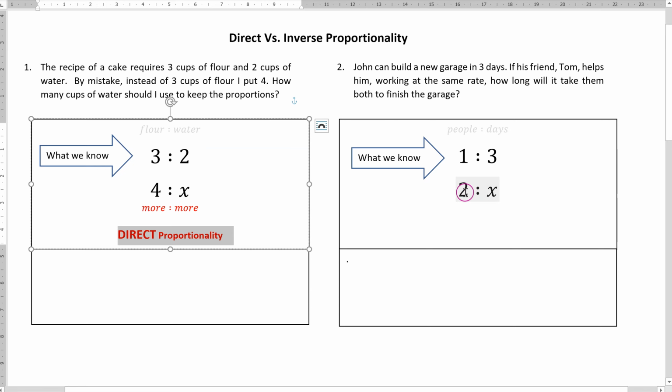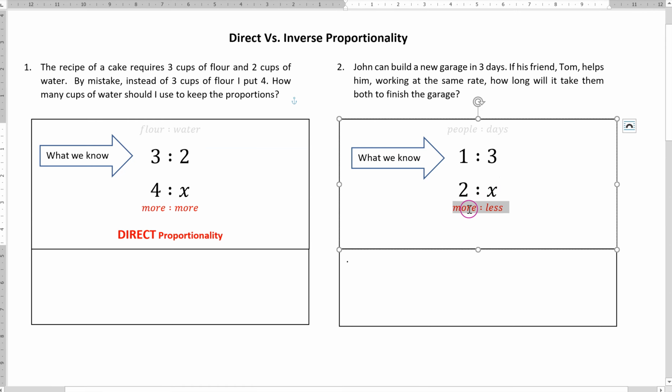And here, more people to do the same job will take more or less time. What did you say? If you said less time, you were right. More people to do the same job will take less time. This is inverse. It's not the same. It's not more and more, it's more and less. So this is an inverse proportionality.